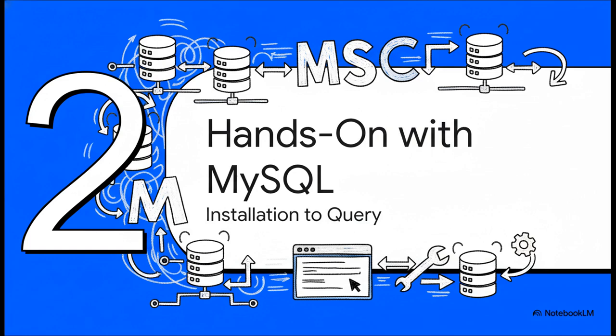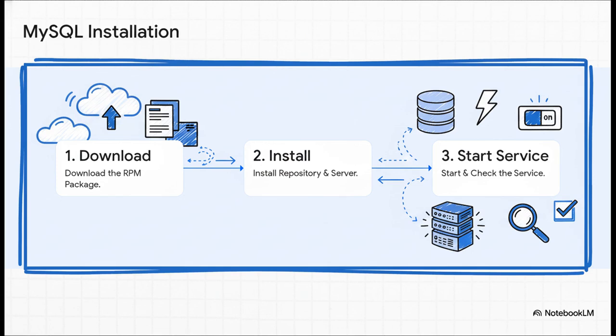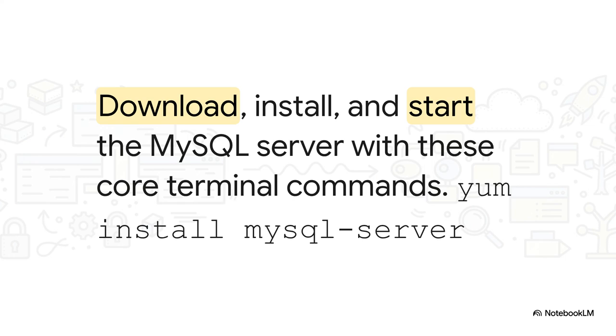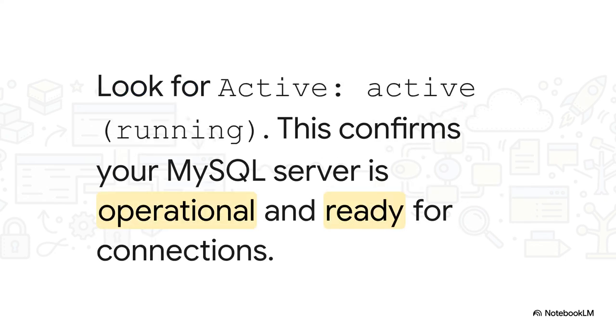We're going to get a MySQL server up and running from absolute scratch. The process is actually pretty straightforward. It really just boils down to three key steps. You grab the package you need, you run the installation, and then you fire up the database service. So if you're in a Linux terminal, these are the commands that'll do the trick. First, you grab the repository package. Then you use the yum package manager to install the actual MySQL server. And finally, you just start the service and check to make sure it's running. And boom, this is exactly what you want to see. When you see that green active running, you know your MySQL server is officially alive and ready to go.